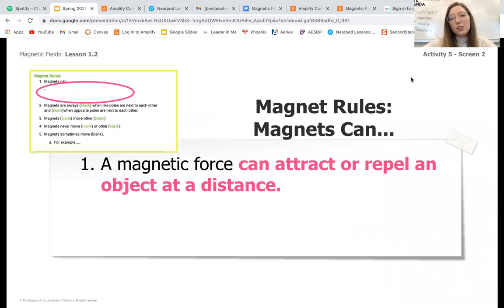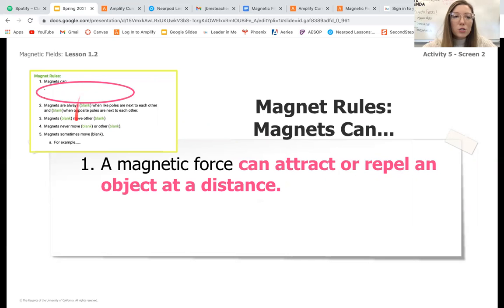Okay, that brings us to our first magnet rule. Now this is going to go under the magnet rules in the first dash. Magnets can attract or repel an object at a distance. If you have a magnet in front of you and a paper clip, you can hover that magnet over the paper clip and pick it up. You don't have to actually touch the magnet to the paper clip to pick it up all the time. And so magnetic forces can act on an object at a distance.